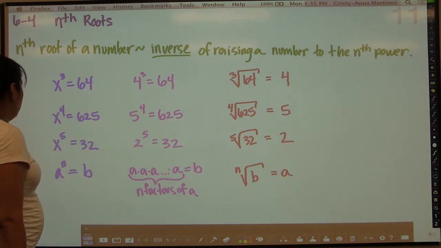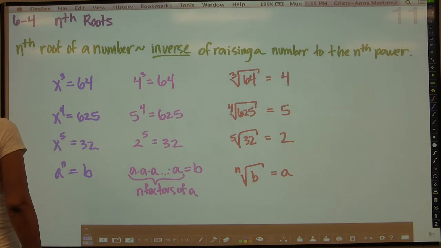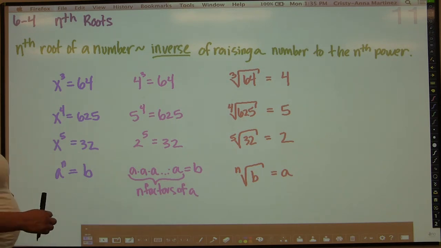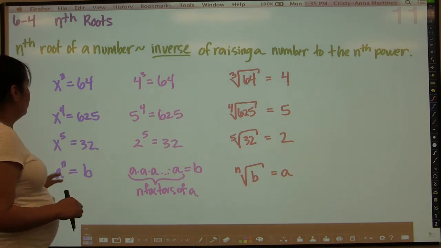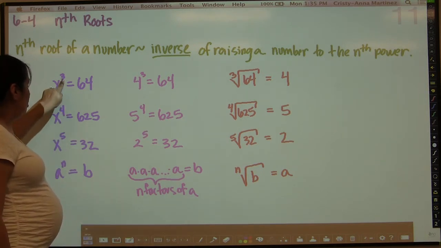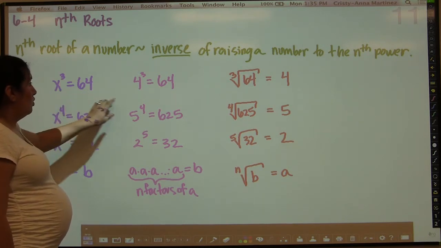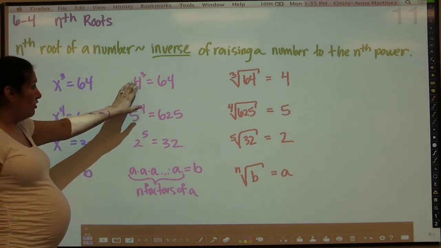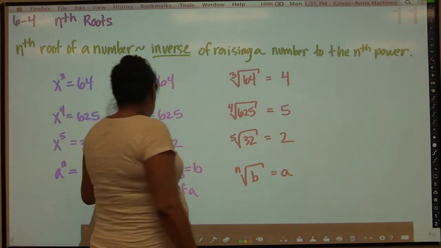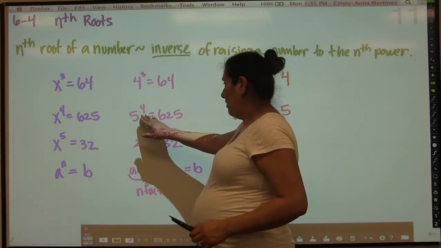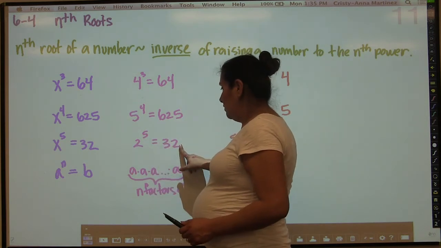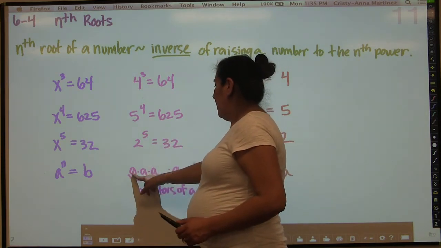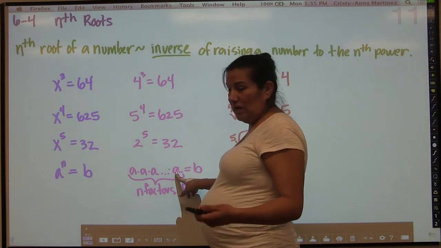Now we know that for a square root, for example, the square root of 4 is 2 because 2 squared is 4. So in a similar fashion, we're looking for a number that raised to the third power would equal 64. So that number would be 4. 4 to the third power is 64. In the second case, 5 to the fourth power is 625. 2 to the fifth power is 32. And then here you would have a to the nth power would equal whatever b was.